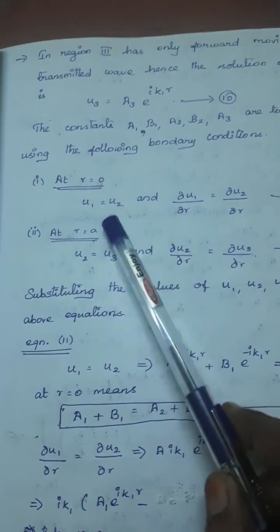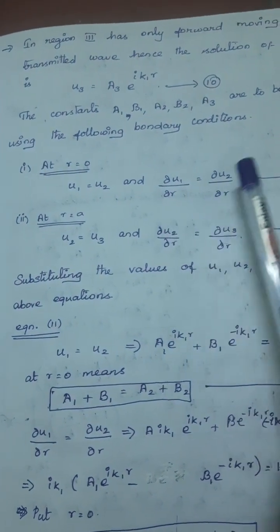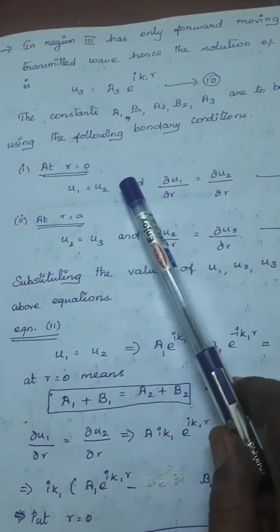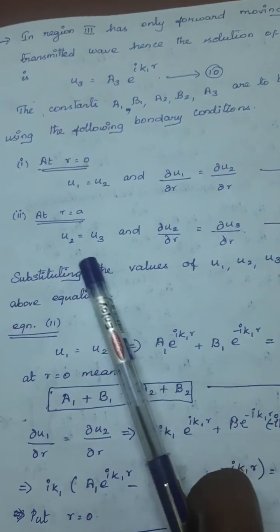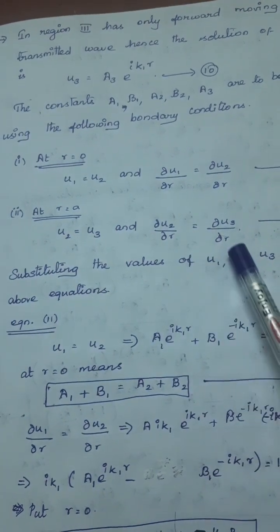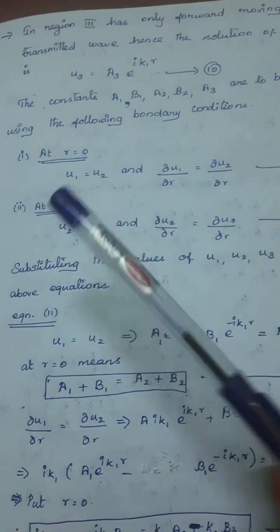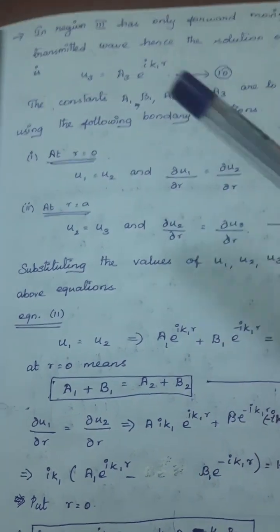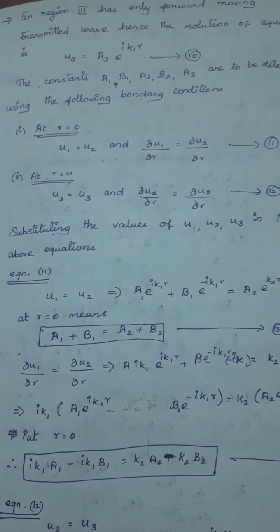So at r is equal to 0, u1 is equal to u2, and at the same time the first order differentiation is also equal: dou u1 by dou r is equal to dou u2 by dou r. These are the boundary conditions at r is equal to 0. At r is equal to a, u2 and u3 are connected, so both are equal, and the first order differentiation of these two wave functions is also equal. We have already written down the values of u1, u2, u3, so these values are substituted into the boundary conditions.